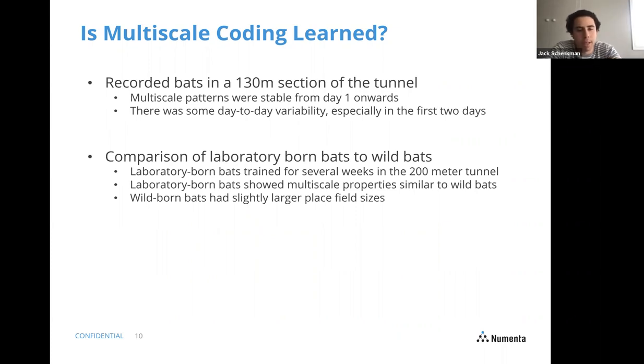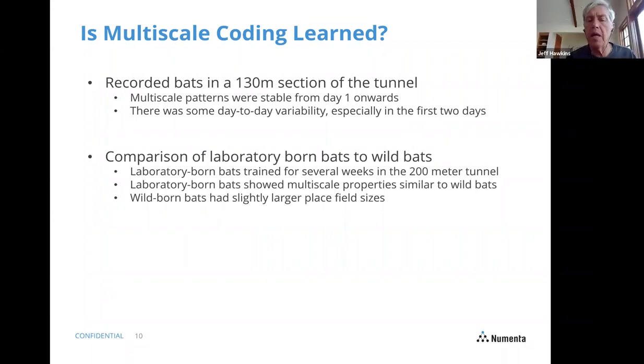So basically, this is going to this point. What they found is when they take these laboratory-born bats and place them in the 200-meter-long tunnel and let them train for a few weeks, then they basically show the same multi-scale properties as the wild-born bats, although the wild-born bats did have slightly larger place fields.